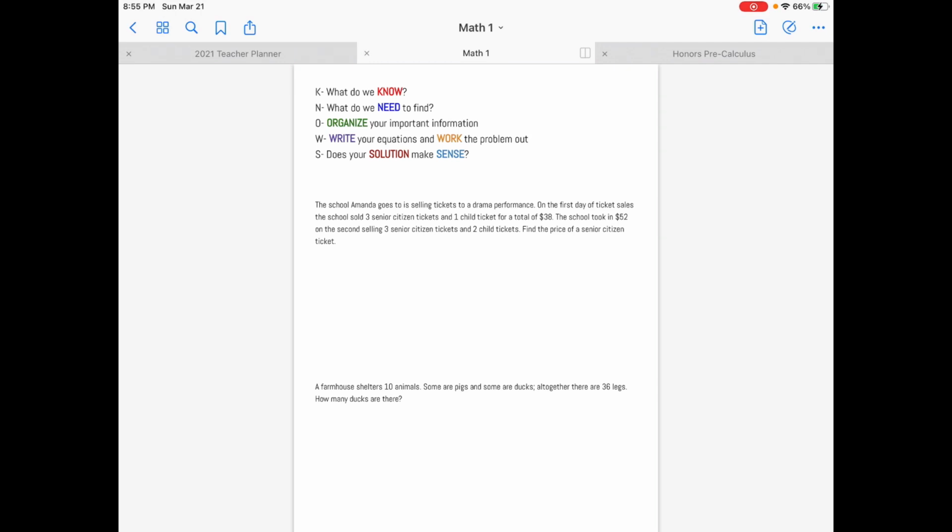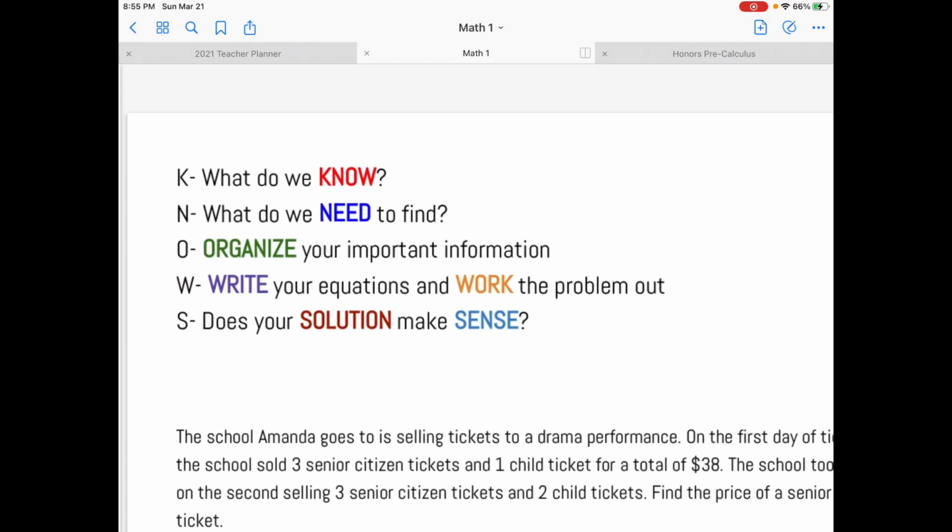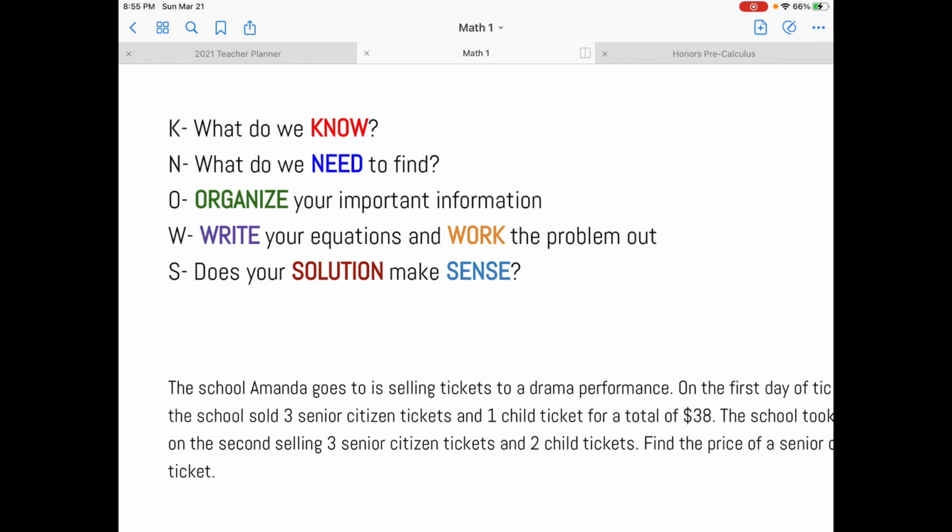So, we've decided to give you what we call an annotation tool, which is going to give you the ability to organize this information and hopefully break it down a little bit and make it easier to write your equations. So for our annotation tool, we're going to be doing what we call KNOWS. The K stands for what do we know, so basically highlighting the information. N, what do we need to find? What we need to find is going to be the question. What is the problem asking us to solve?